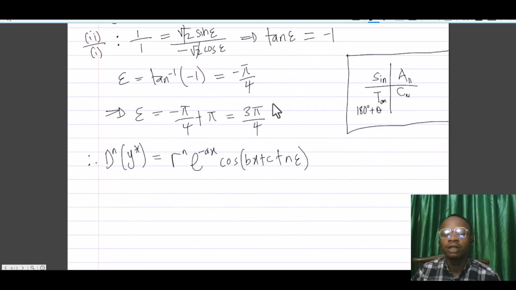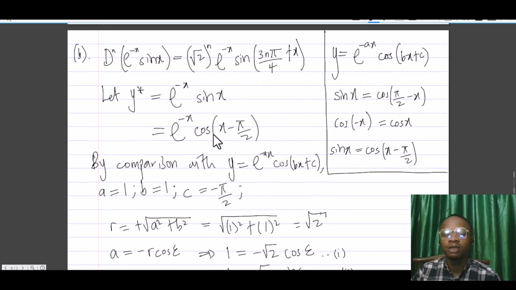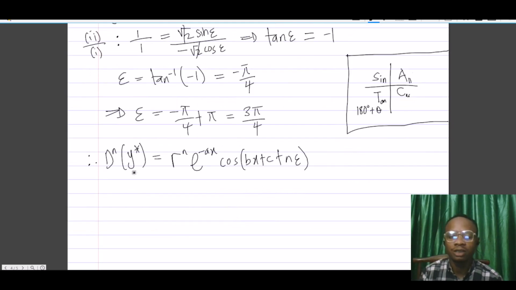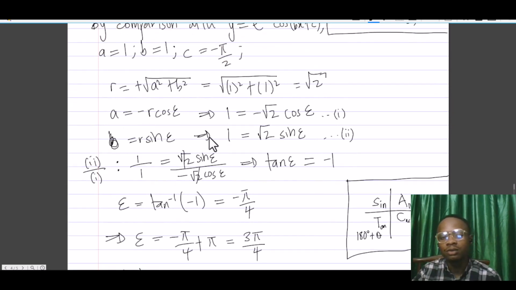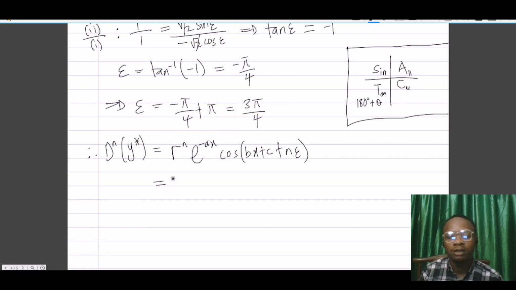So we now compare this with this. We see we have already been able to establish all the constants, so we know it is going to give us the same result. Basically this is going to give us r. Our r is root 2. We have that right here, so we can put that in. This is going to give us root 2 to the power of n.